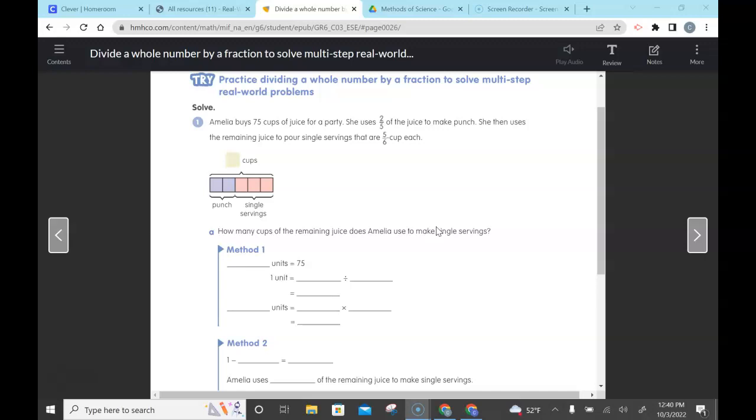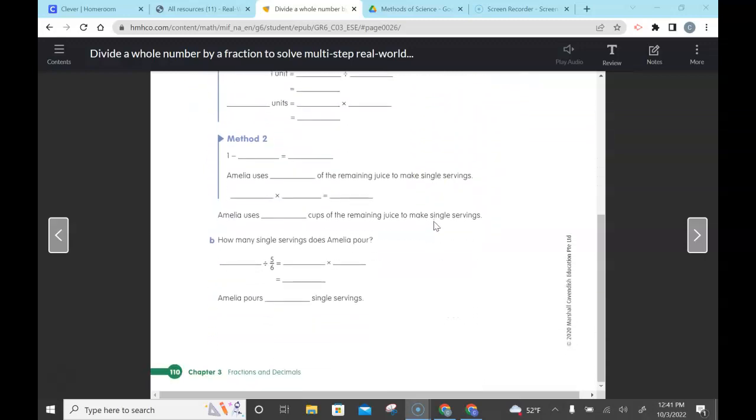This time it's whole number by a fraction. Okay, so we can see Amila buys 75 cups of juice for a party. She uses 2/5 of the juice to make punch. Then she uses the remaining juice to pour single servings that are 5/6 cup each.